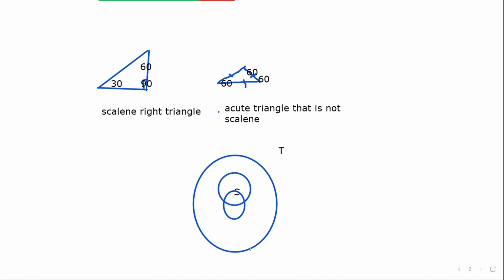You see? So A is a subset of S, and S is a subset of T, right? None of those sets are disjoint, and they're all part of the universe of polygons.